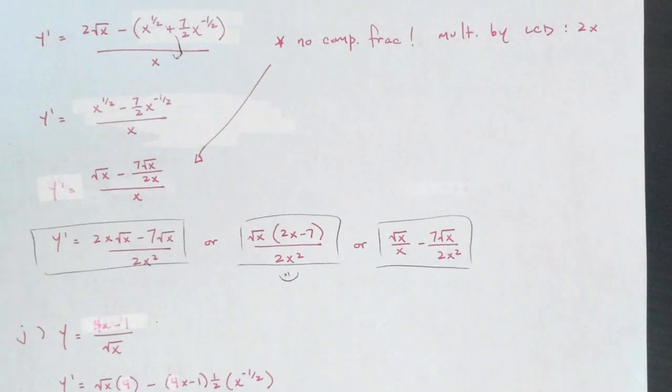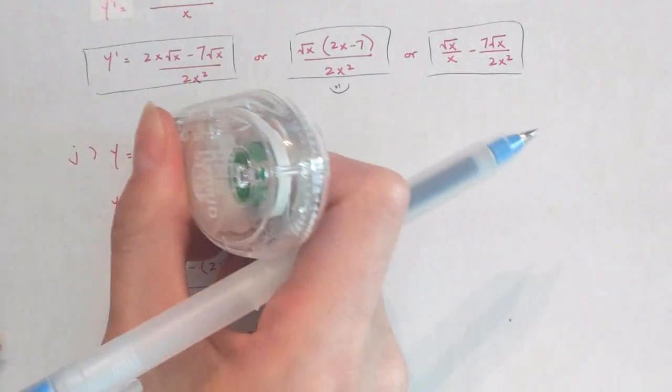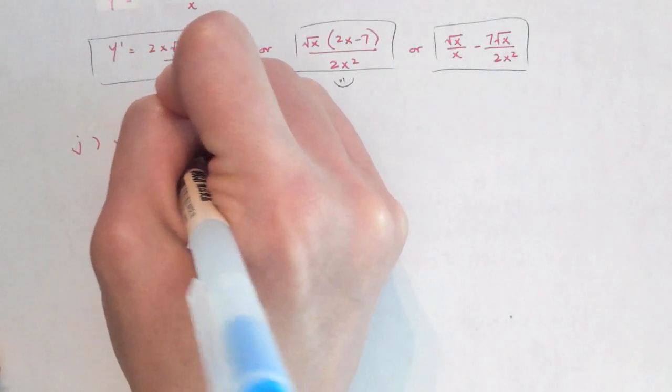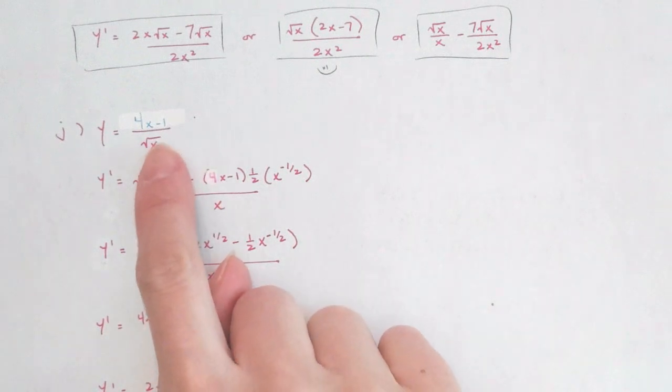Okay, there is something weird going on right here. This should be 4x minus 1. No, it was weird like that, okay? Well, I do. It's white out.